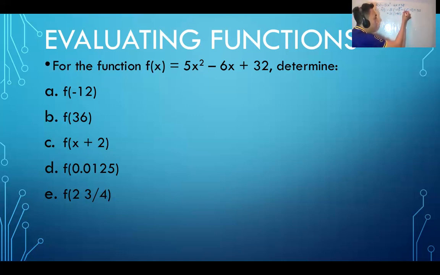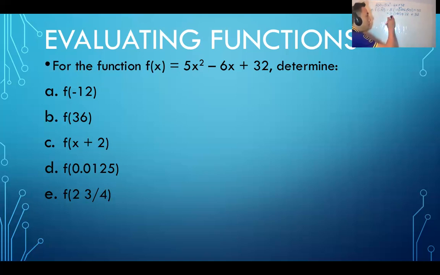Now, what is 6 times 12? 6 times 12 is 72. Negative times negative will become positive. Don't get confused. Negative times negative is positive. 6 times 12, 72. Plus 32. Okay, next.